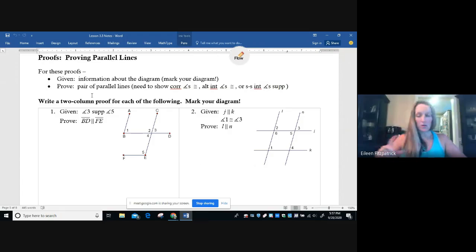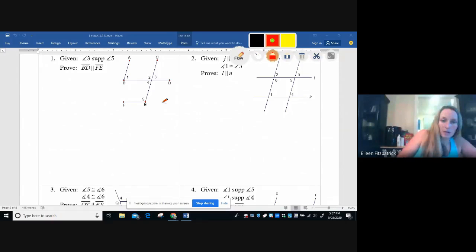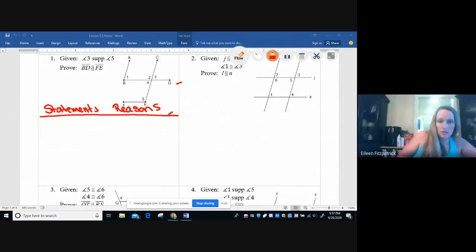So that's kind of where you're trying to head, and that's probably going to be your last justification for many of these proofs. All right, so let me get my little pen and we'll get started. Always set up statements and reasons. So statements, reasons. All right, so our first is always given that angle 3 is supplementary to angle 5.